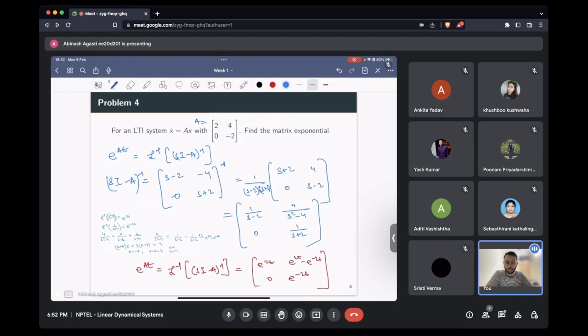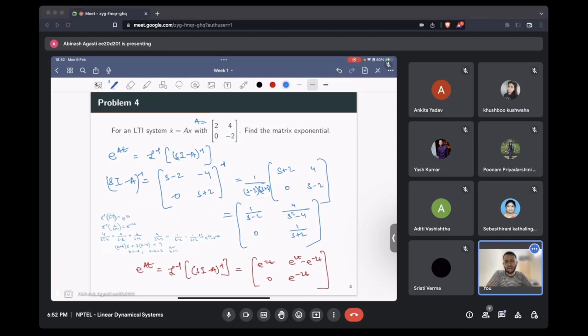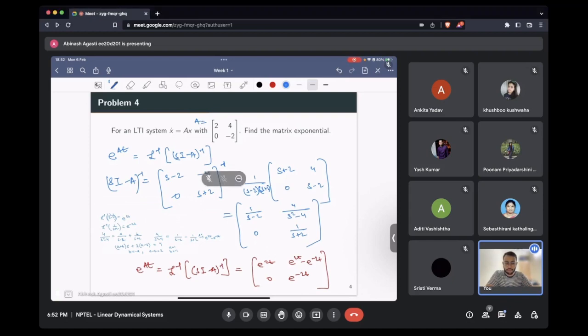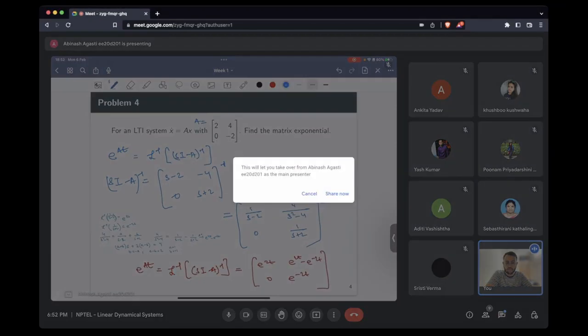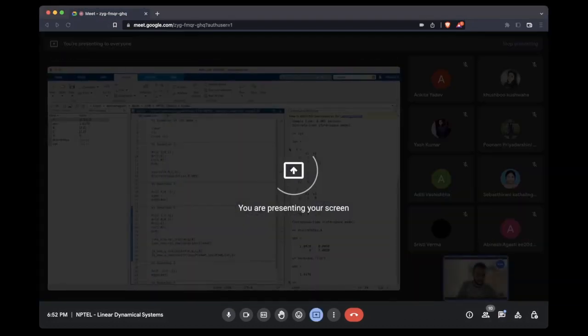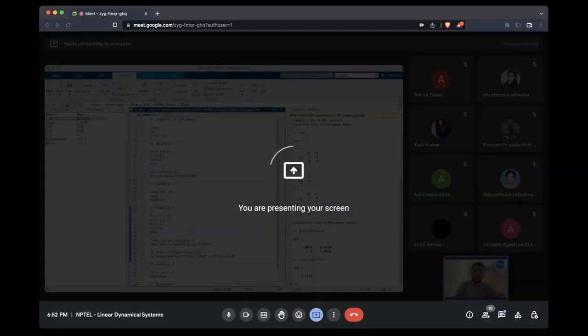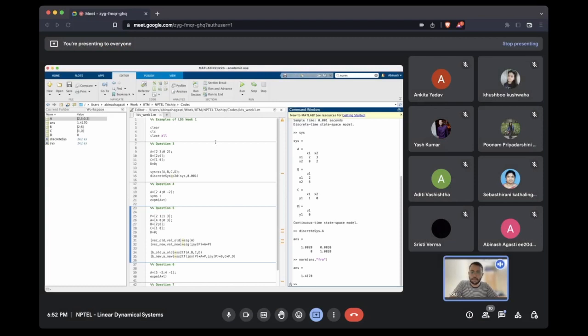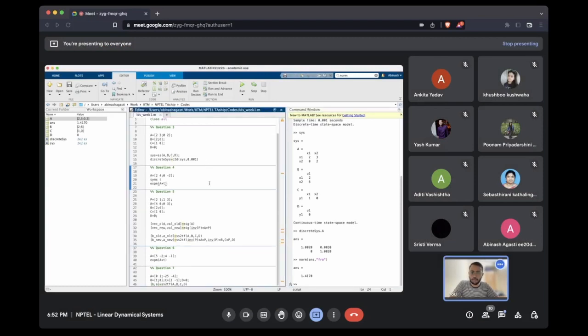Okay, so yeah, we can also check this in MATLAB. I'll share my screen. Yeah, is the MATLAB screen visible? So we had this A matrix, right? 2, 4, 0, minus 2.